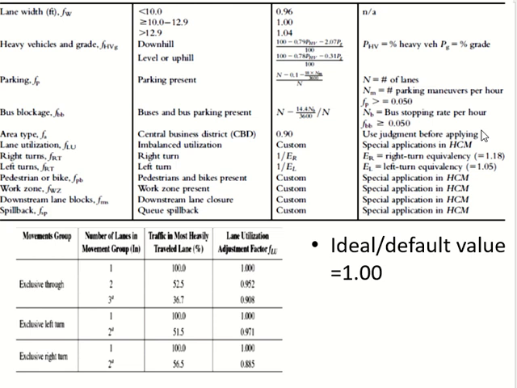Clear? Now through means what? Straight. Exclusive through means only straight. What else? Factor for right turning, factor for left turning. As I said, if you have a left turning group or right turning group, then you will apply these factors. What are these factors? 1 upon equivalency factor. Equivalency factor is this. These are given: 1.18 for right turning, and 1.05 for left turning.